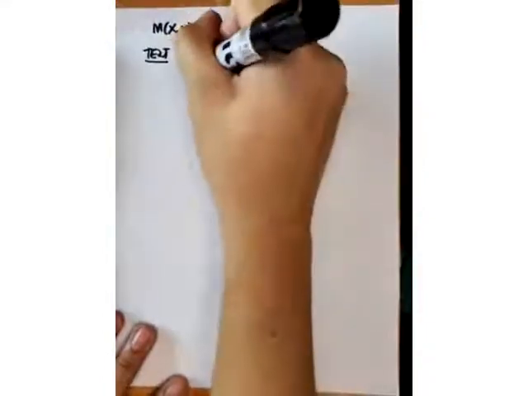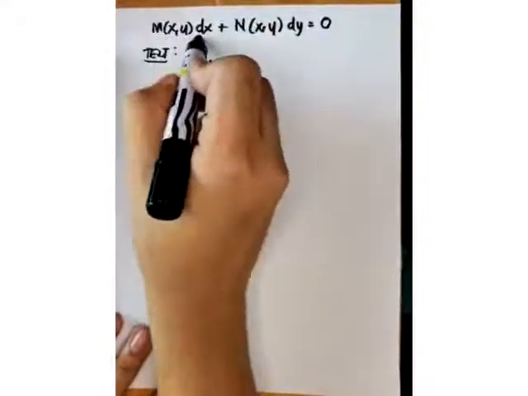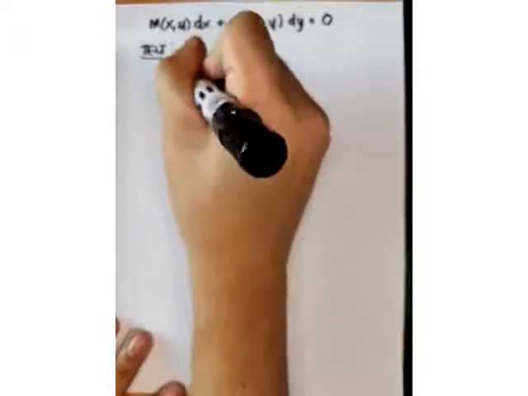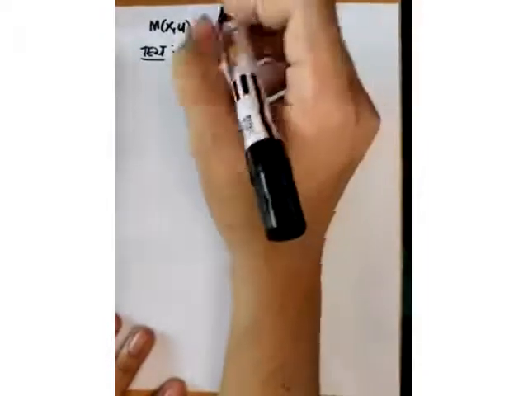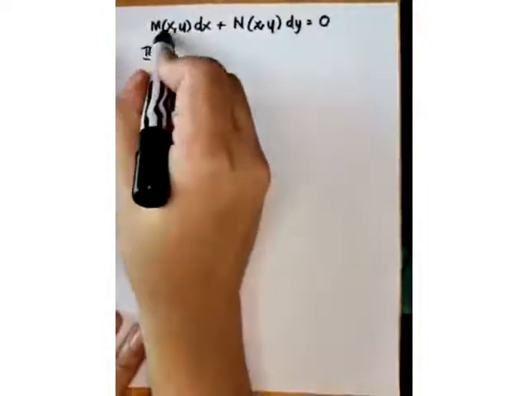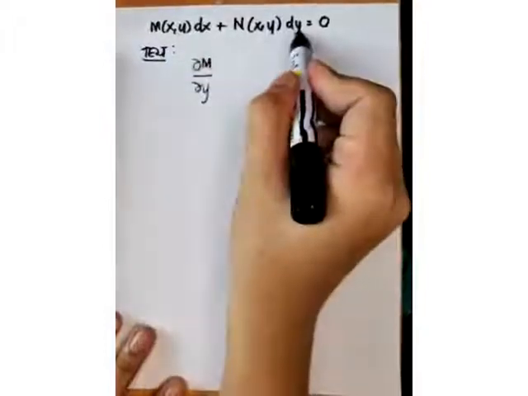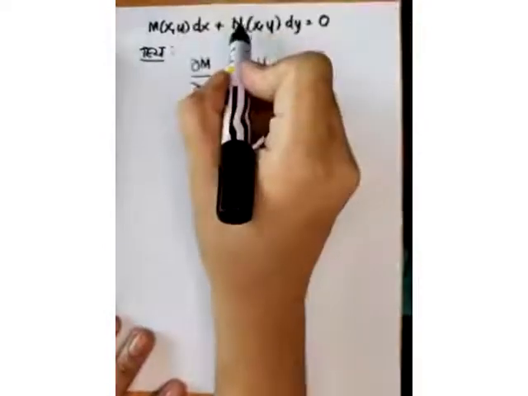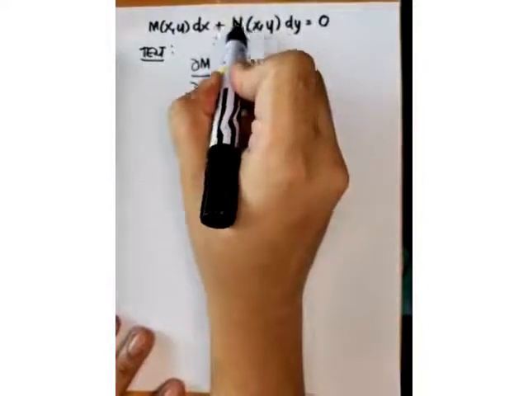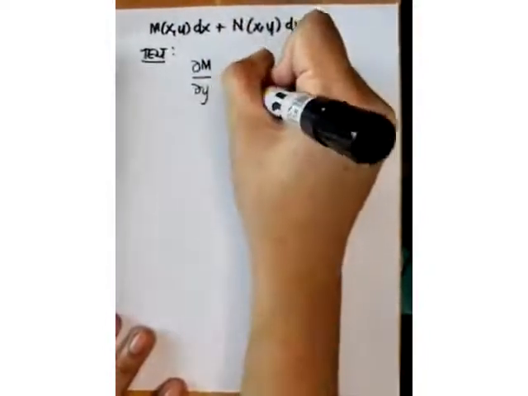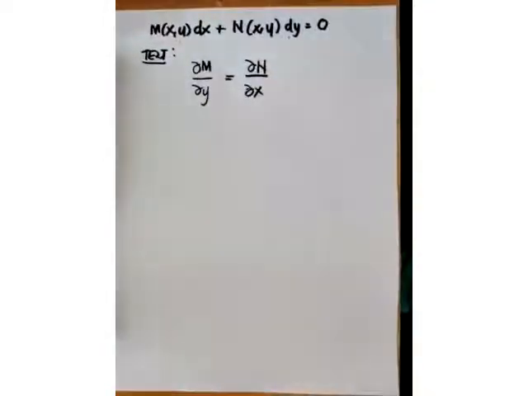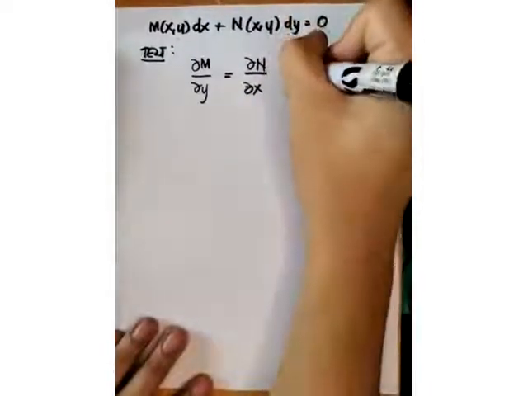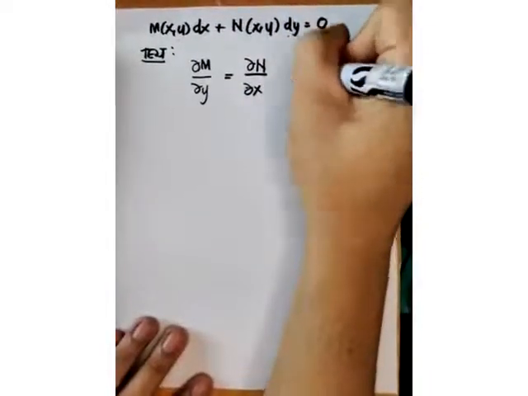The partial derivative of M, the one with dx, we derive with respect to y. This term here, derive it with respect to y. At the same time, equate it to the partial derivative of N, this time with respect to x. If they are equal, that means the equation is exact.